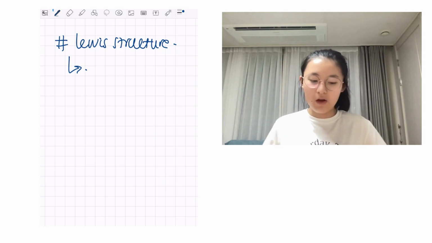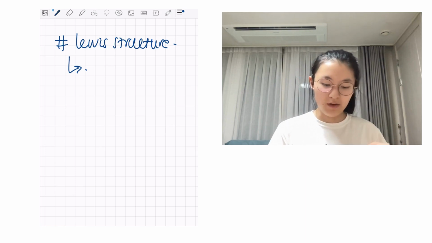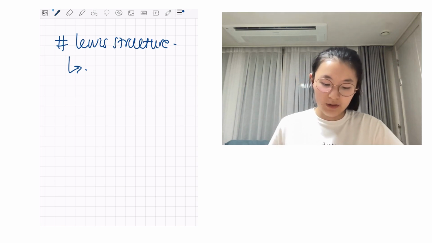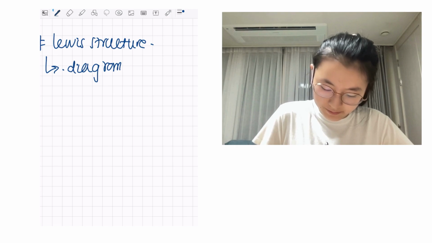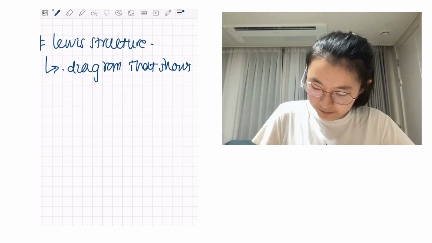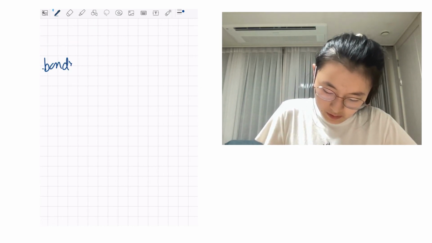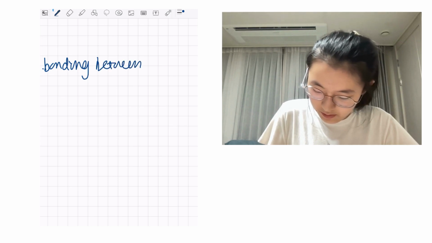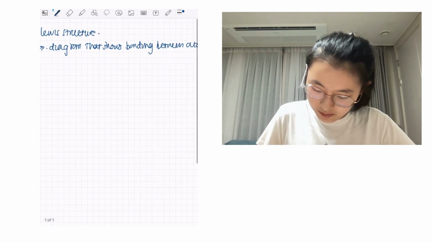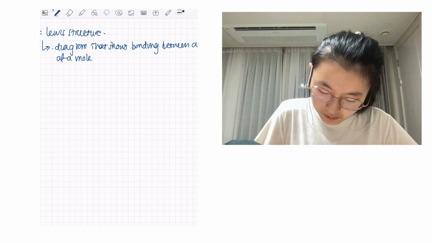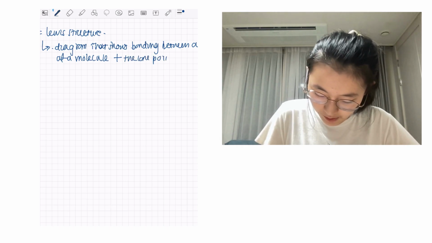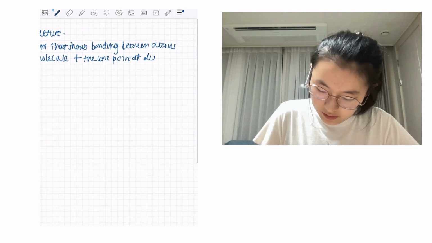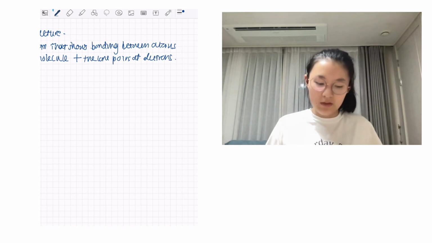Now, a Lewis structure, also called a Lewis dot formula, is essentially a diagram that shows the bonding between atoms of a molecule as well as the lone pairs of electrons that may exist within the molecule.